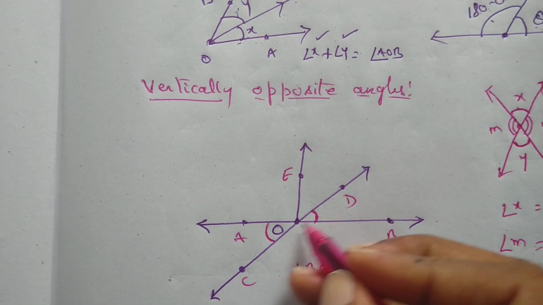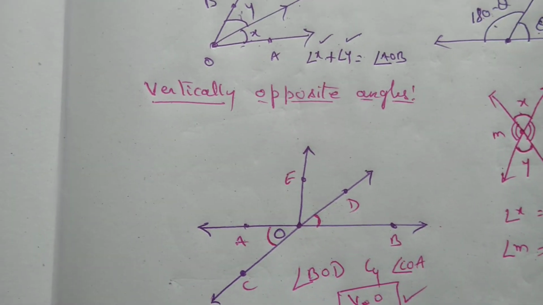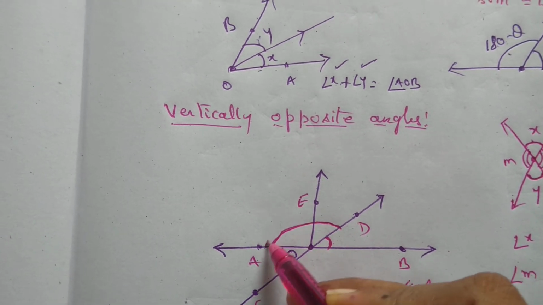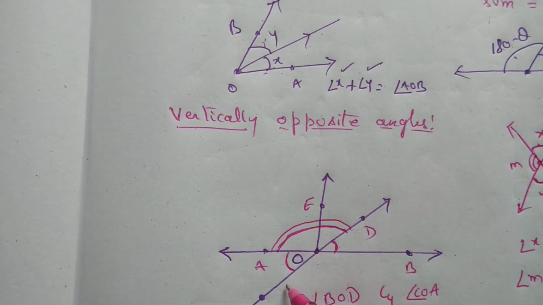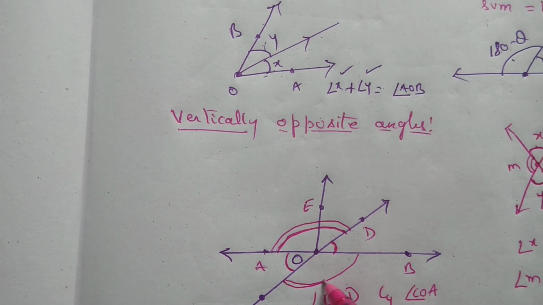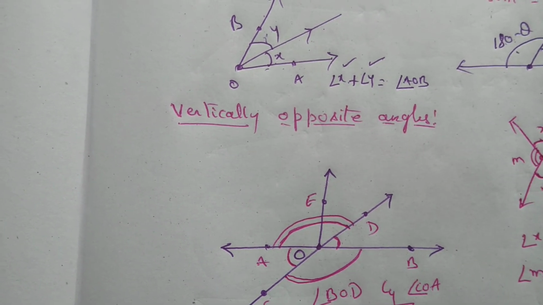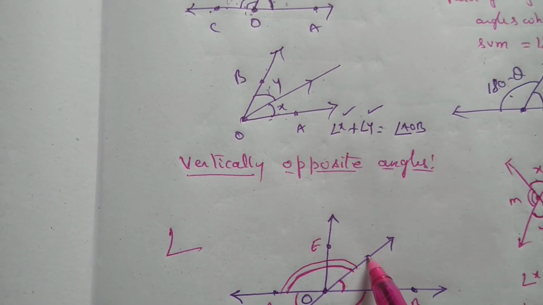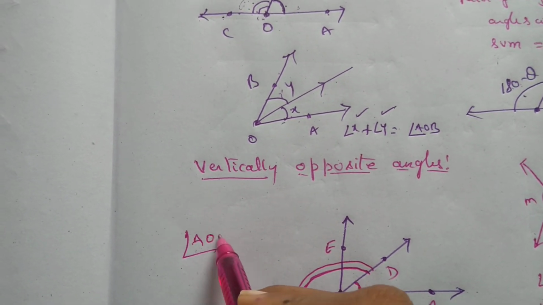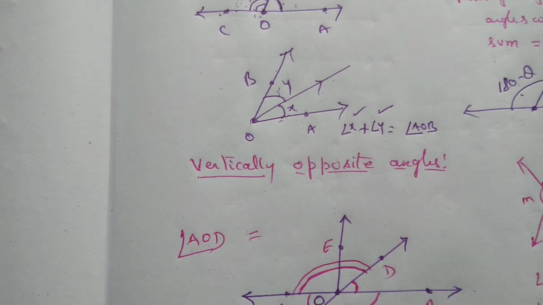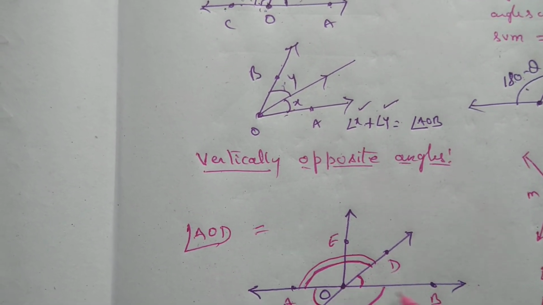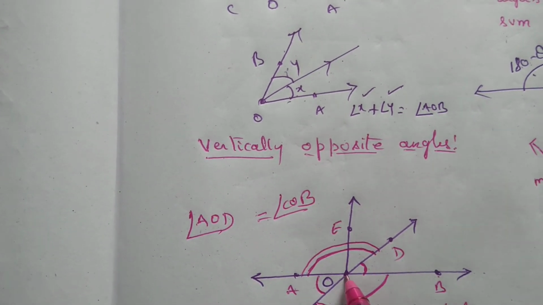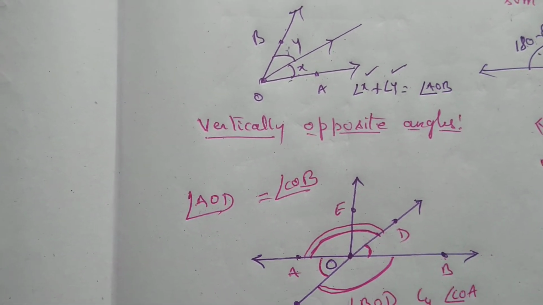So this angle is vertically opposite to this. Now which other angle is vertically opposite? See, this complete angle, forgetting about this ray, is vertically opposite to this complete angle. So you can write that angle AOD is equal to angle COB, O being the point of intersection.